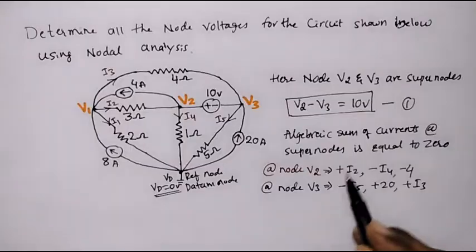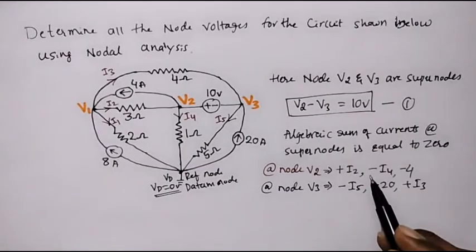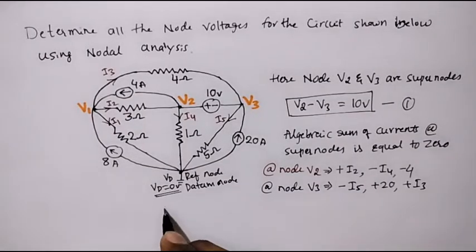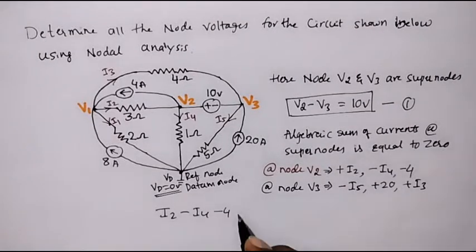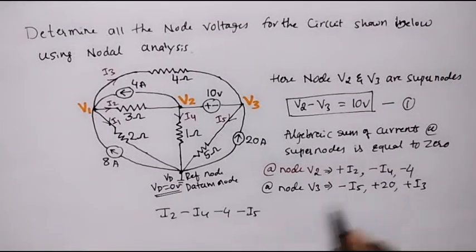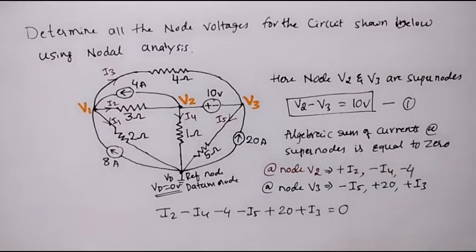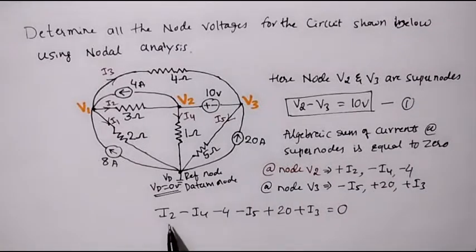So now according to this definition, that is the algebraic sum of currents at supernodes is equal to 0, we'll add all these currents and equate it to 0. That is I2 minus 4 minus I5 plus 20 plus I3 is equal to 0. Algebraic sum of currents at the supernode is equal to 0.